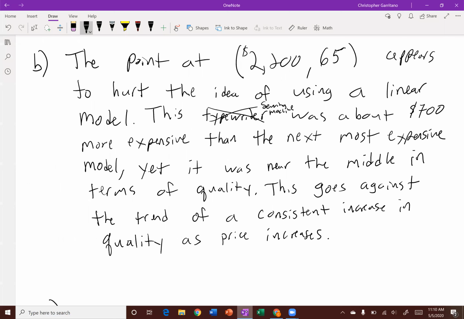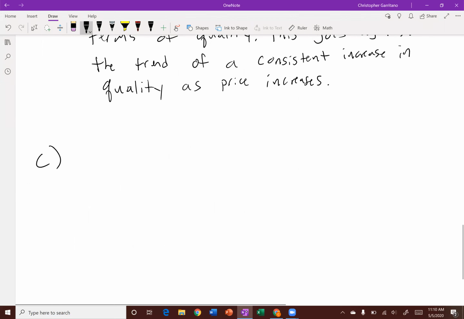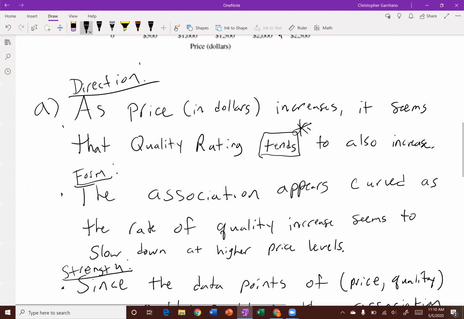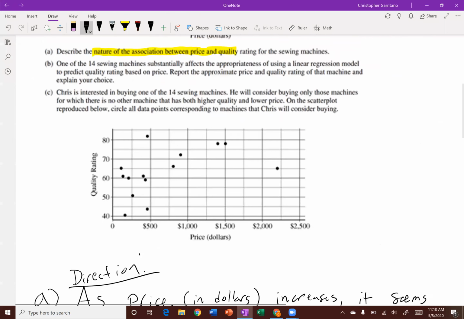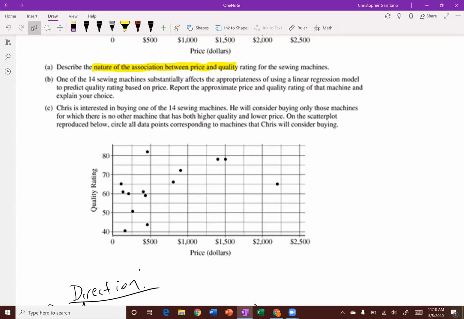All right, part C. And of course, part C is just sort of to circle some points. It's actually pretty tricky. So Chris is interested in buying one of the 14 sewing machines. He will consider buying only those machines where there is no other machine that has both a higher quality and lower price. So if we go machine by machine, let's start out with this guy.